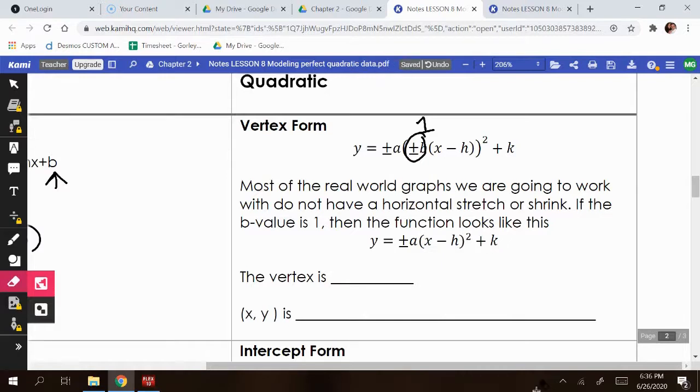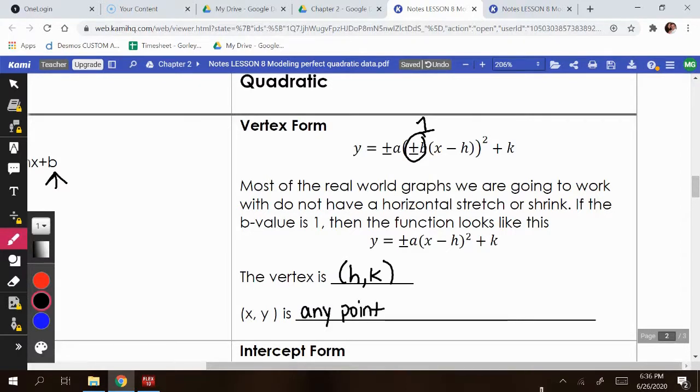Okay, the left-right, up-down shift will determine the vertex. So we will say that the vertex is (h, k). And (x, y) represents any point on the curve or on the parabola, the U-shaped graph.